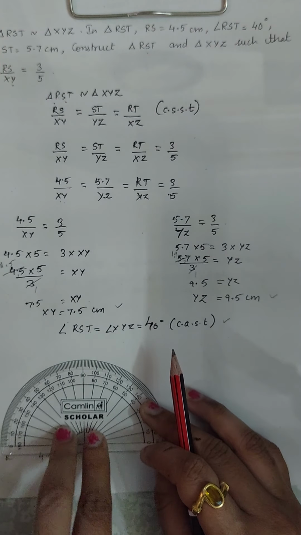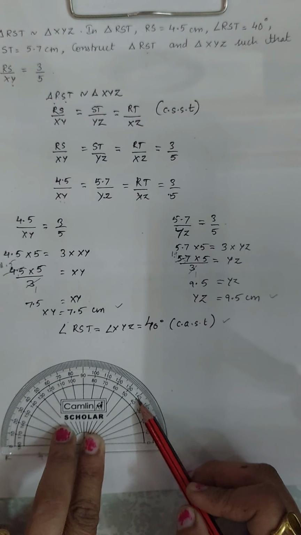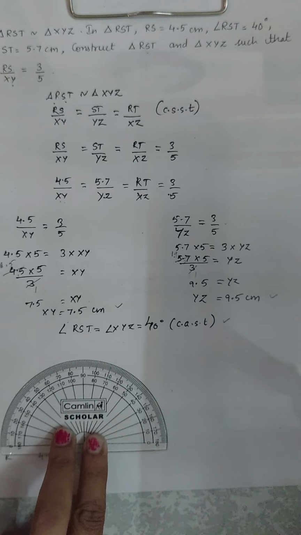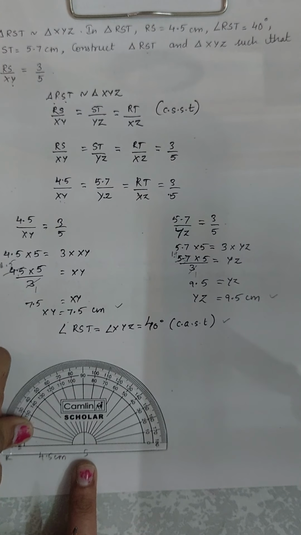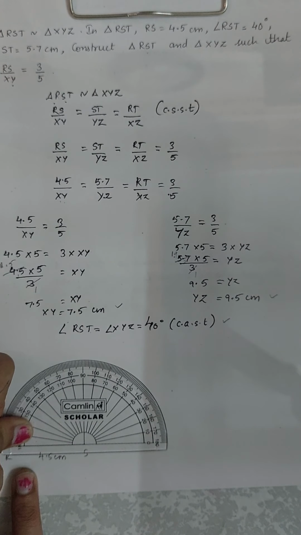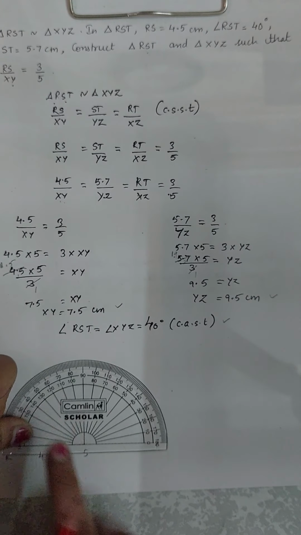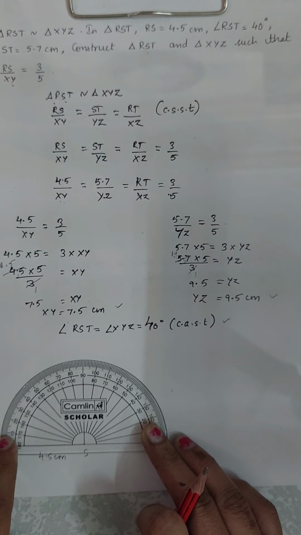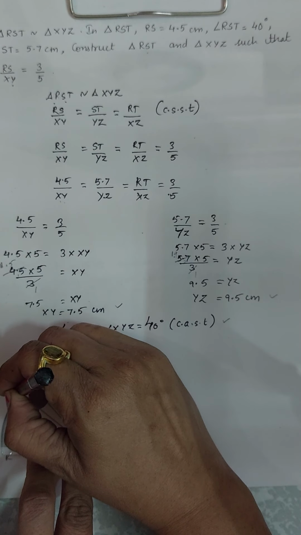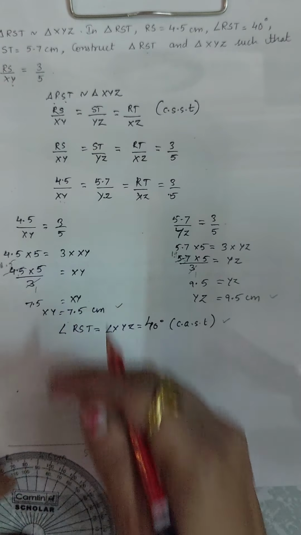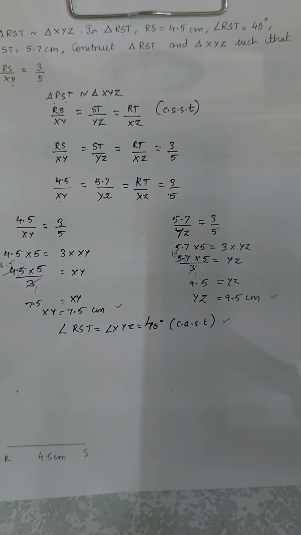Now many students make mistake here. They draw 40 degrees here or here. They get confused most of the times. So how to do this? It's very simple. You have placed it on S. Your segment is on this side. Start counting 0 from this side. Okay, so I'll start counting 0, 10, 20, 30, 40. So this is going to be 40 degrees, angle RST. Okay, so this is going to be angle RST of 40 degrees.